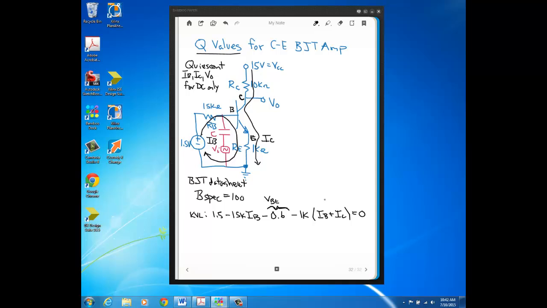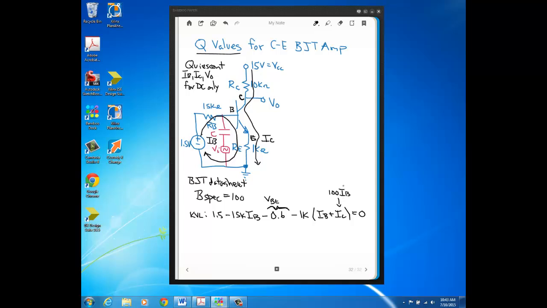Now, as you see, when we're finished here, we've got two unknowns, IB and IC. So, in order to solve for IB, we plug in here that IC, when you're using a transistor as an amplifier, and under the assumption that we're in the active region, where beta is equal to beta spec, is just equal to beta spec times IB. So we're going to plug in for IC 100 IB, because 100 is beta spec. So IC is just equal to beta spec IB.